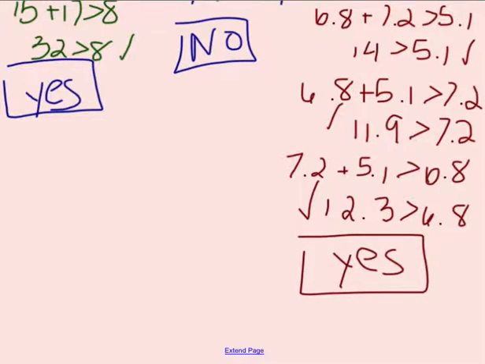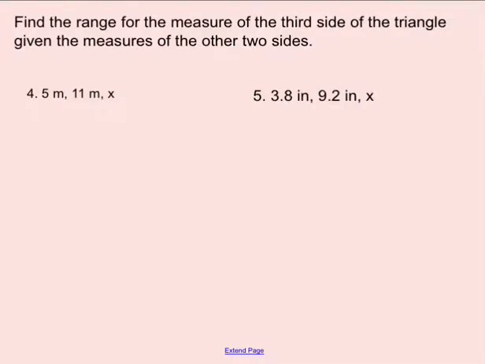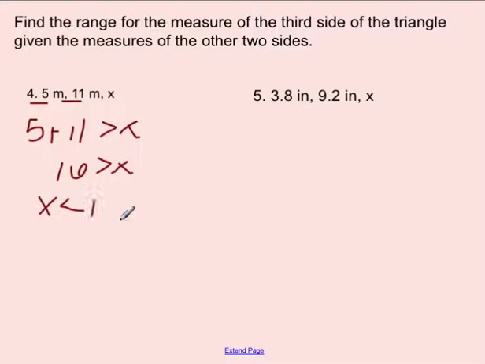All right, let's take a look at this one. Find the range for the measure given those two sides. So we actually have to do the same kind of thing, but this time we have an x. We're going to take 5 plus 11, and we know that needs to be greater than x, because we want it to be a triangle. Well, 5 plus 11 is 16. So we know that x needs to be less than 16. That's one thing that we know.